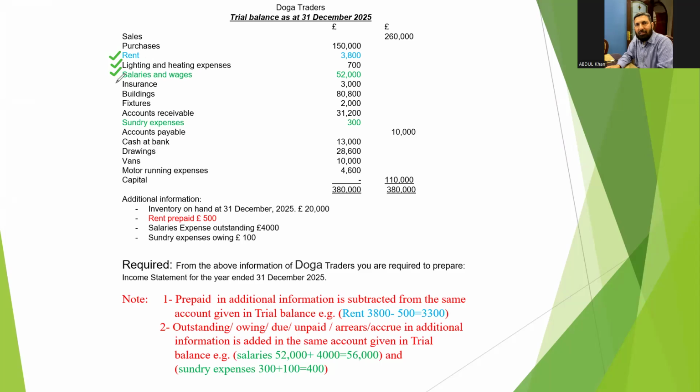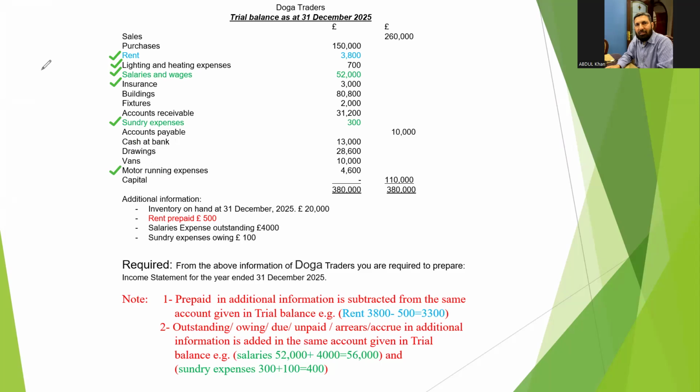Then insurance. Building is your fixed asset, accounts receivable is your asset. Sundry expenses is there, so you will write sundry expenses. And then I have to find out any other expenses. Yes, motor expenses is here. Okay, so these are the expenses, and you have to write them in the income statement.